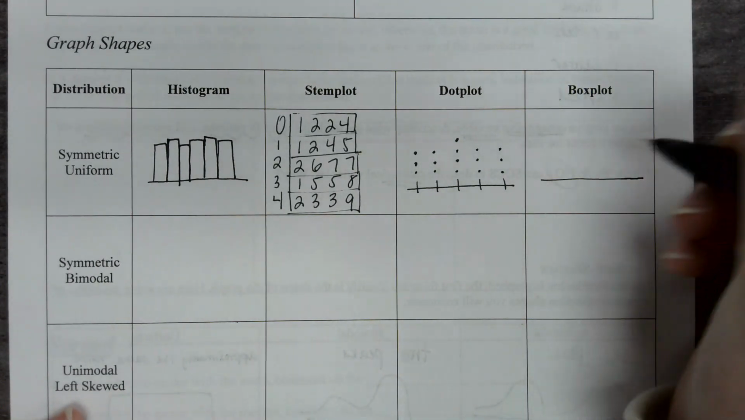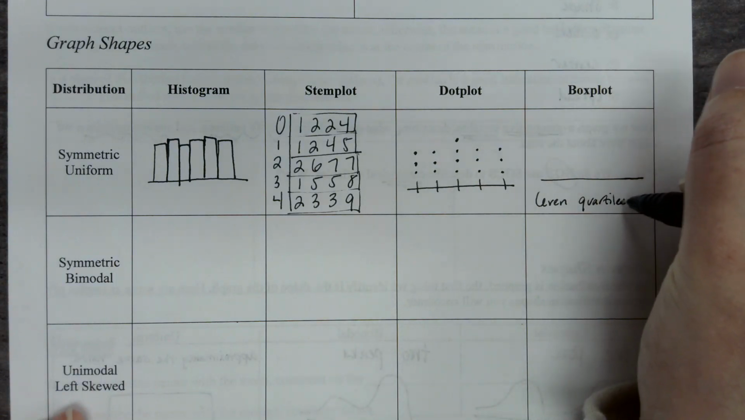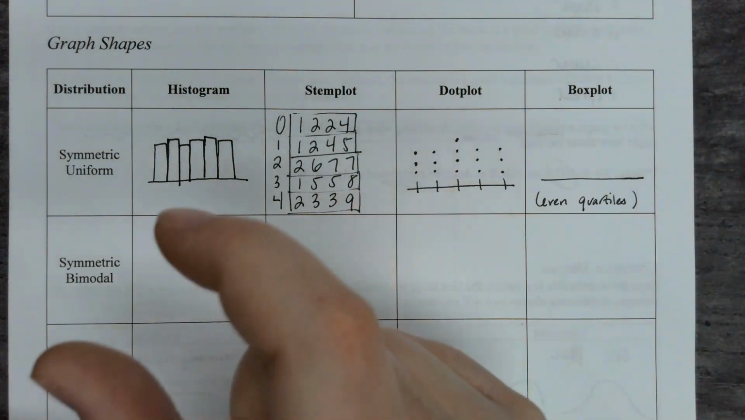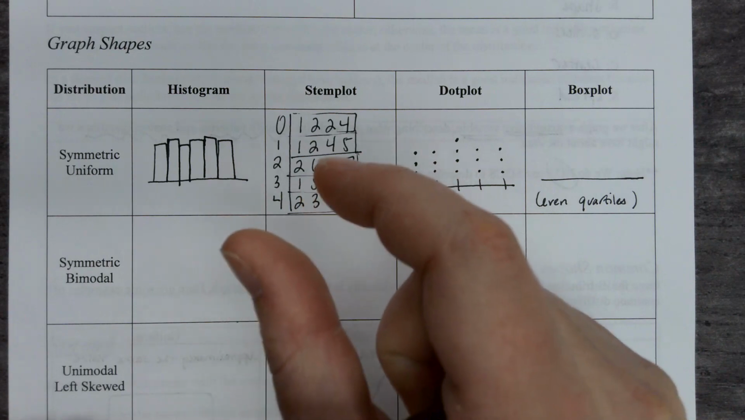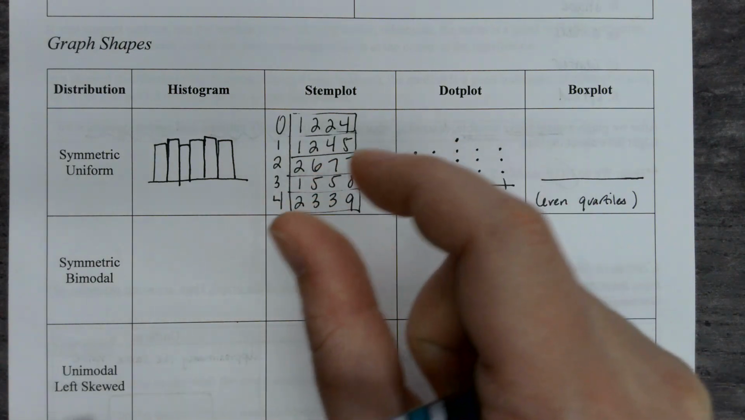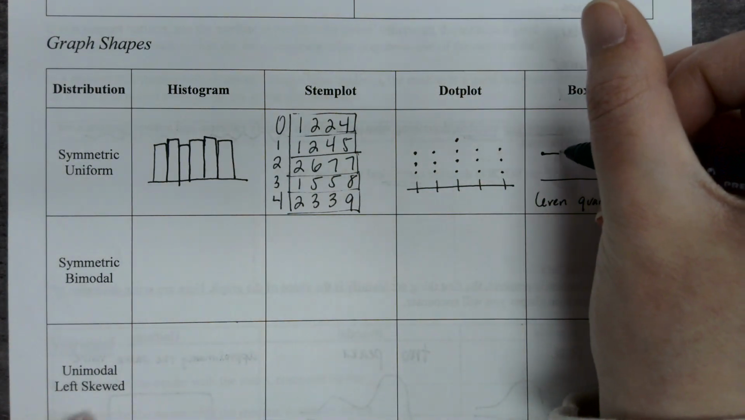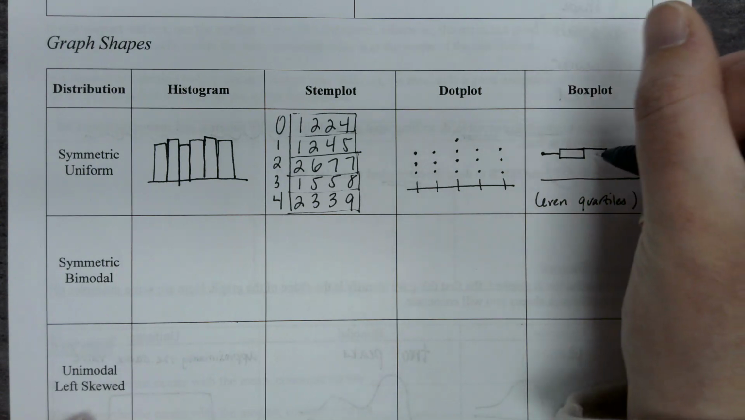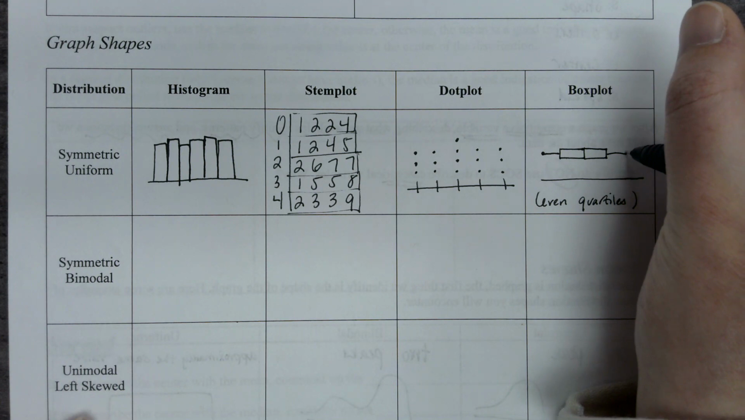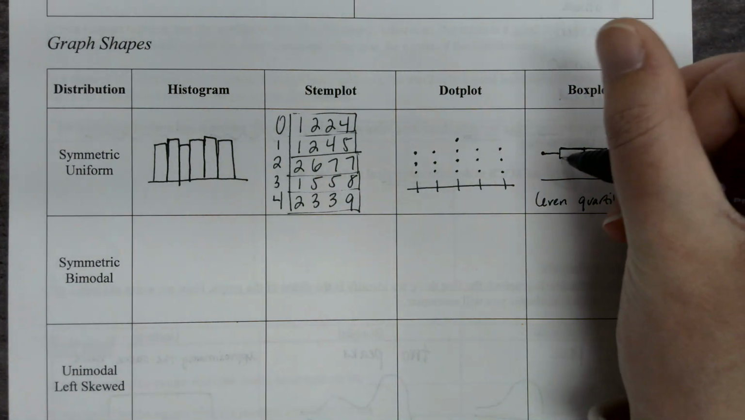Now, with my box plot, we're going to have even quartiles. So when I say even quartiles, our whisker is going to be the same length as the first half of our box, the same length as the second half of the box, and the same length as our whisker on the end. So I'm going to have everything be equal length here. That's my first quartile, second quartile, third, and then the same even quartiles across, where we have our median right in the middle.